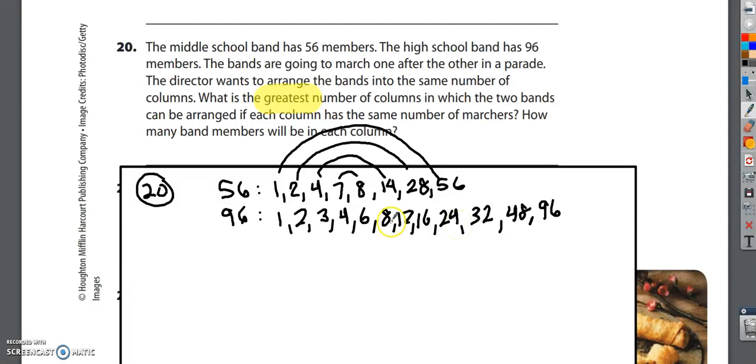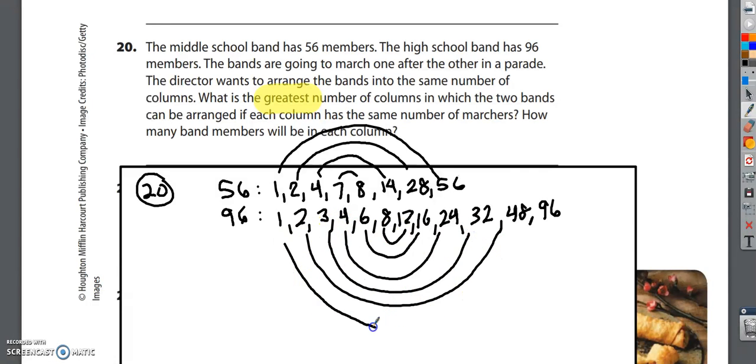Now, if you had a multiplication chart, you could check these. It's going to be 8 times 12, 6 times 16, 4 times 24, 3 times 32, 2 times 48, and 1 times 96.